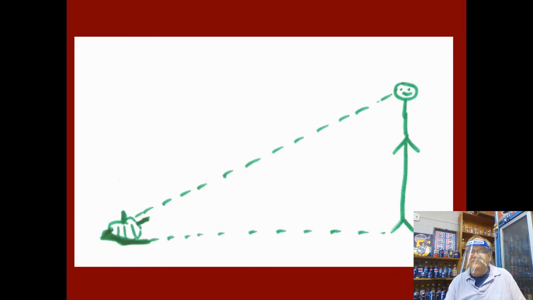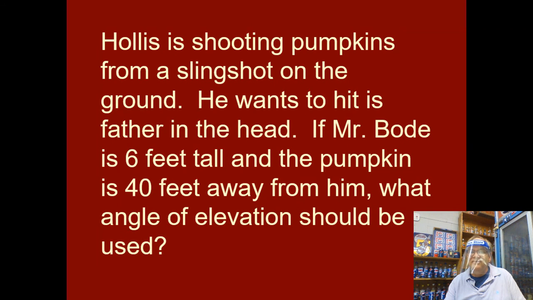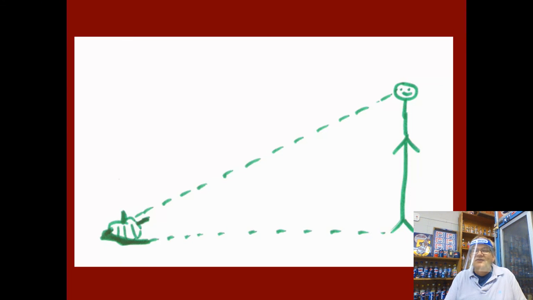So finally, the last example here with Hollis and his dad. And we have this slingshot on the ground. He's shooting a pumpkin. His dad is 6 feet tall, and he's 40 feet away. So first off, where do I put the 6? Next to the person, yeah, which is presumably Mr. Bodie, who's lost weight. And the 40, I'm pretty sure, is on the ground.